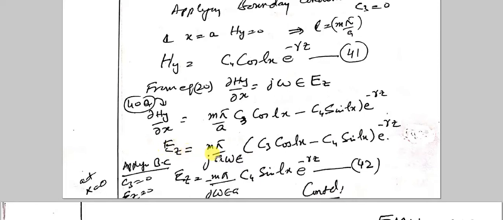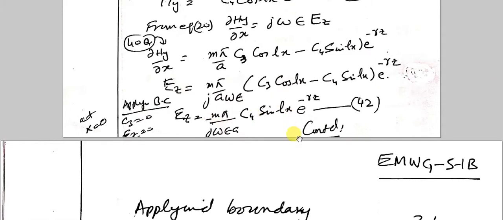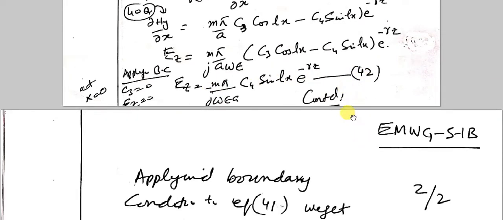So Ez is equal to m pi over j a omega epsilon times the whole bracket C3 cosine of Lx minus C4 sine of Lx e to minus gamma Z. Since C3 is equal to 0, we are left with this sine Lx part. Already we have applied the boundary conditions, and Ez is given by this equation number 42.